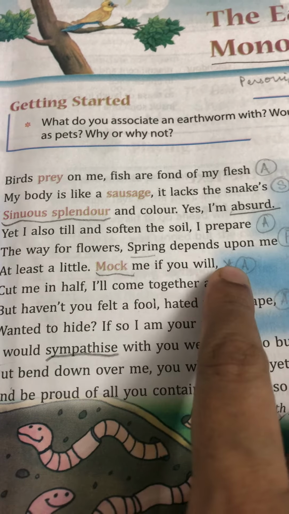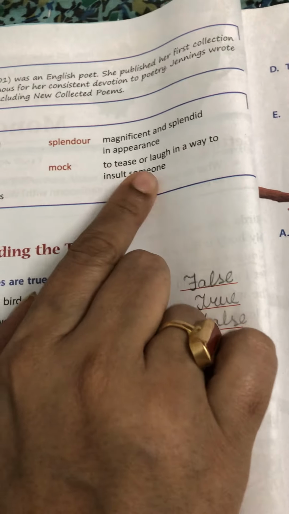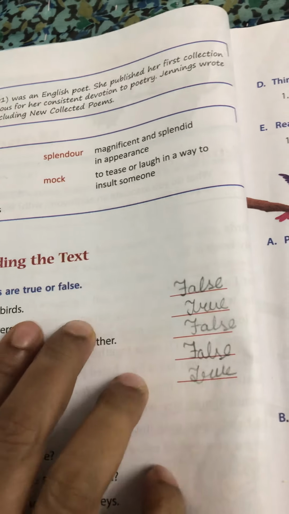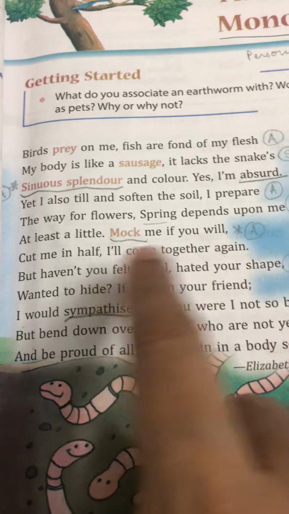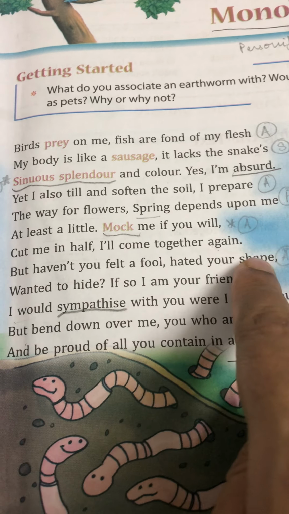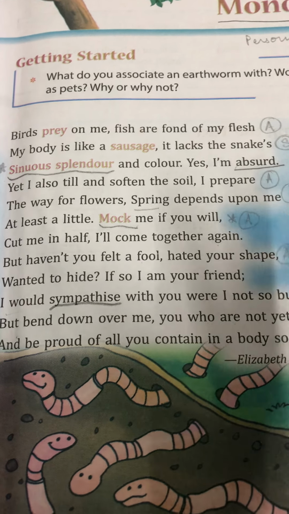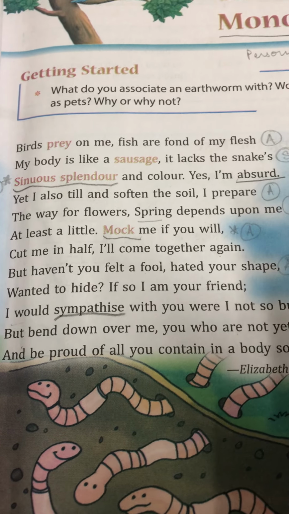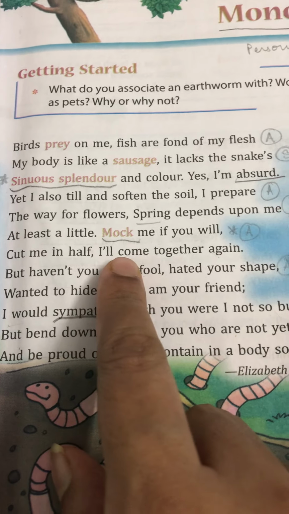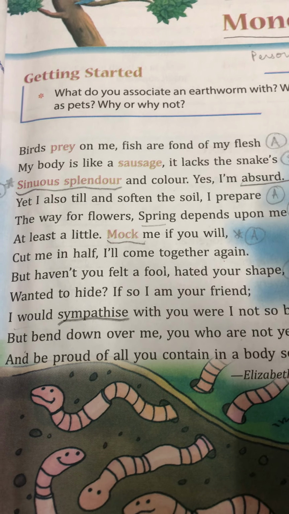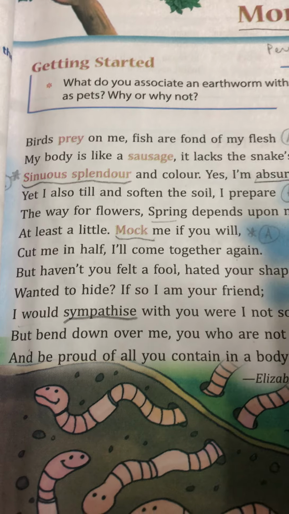So mock me if you will. So if you want, you can laugh or tease me. The meaning of mock is given at the back: to tease or laugh in a way to insult someone. So it is saying that mock me if you will, cut me in half, I will come together again. So the earthworm is saying that if you wish, you can laugh at me, you can tease me for my dish-shaped body, for my dull color, for my odd look, and cut me in half. I'll come together again, because I have enough strength to gather and continue to exist on this earth.